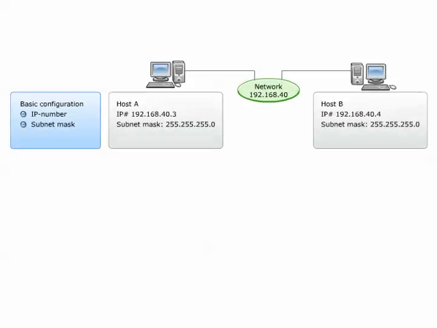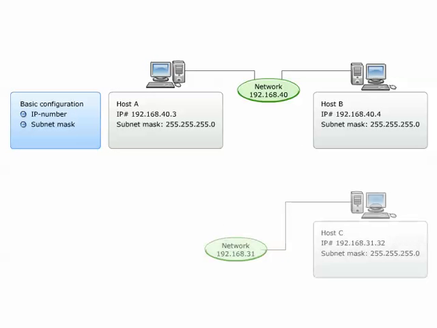Let us add another network. Instead of one local network, we have 2 networks connected with a router. If we want to send data from host A with IP number 192.168.40.3 to host C with IP number 192.168.31.32, the data must be forwarded through a router.